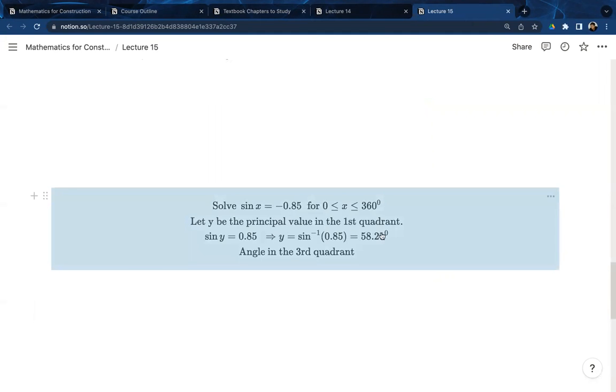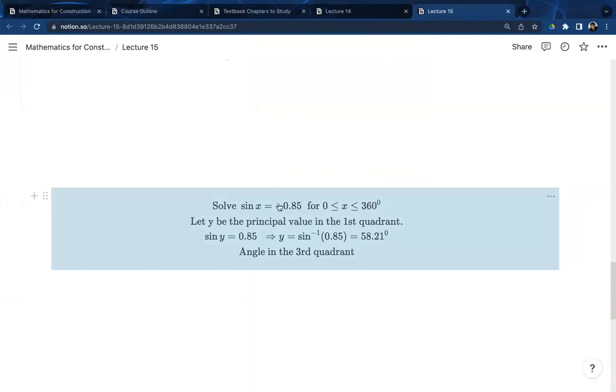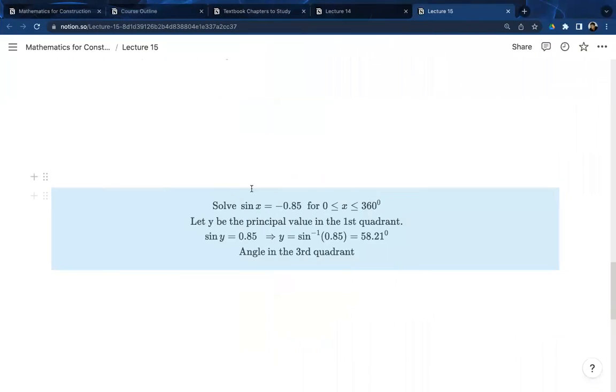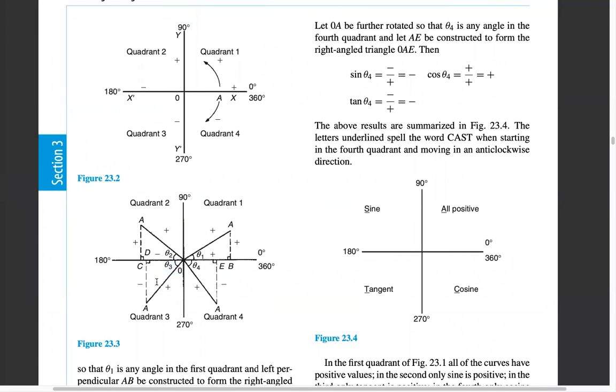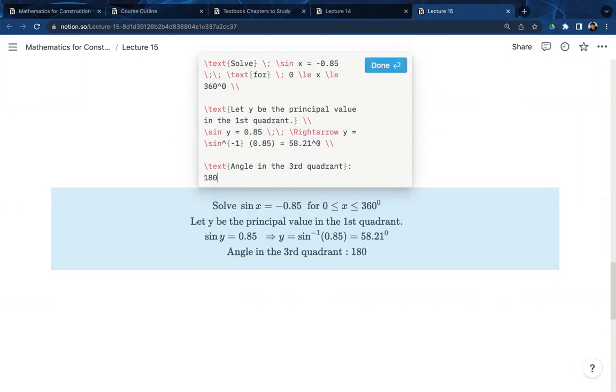So if y is the principal value in the first quadrant, principal value is the angle in the first quadrant that has this positive ratio. Okay. What angle has a positive ratio? Sine inverse of 0.85. We say 58.21. So y is the angle in the first quadrant here. To find the angle in the third quadrant, you just need to add that theta to 180 degrees. So the angle in the third quadrant is 180 plus y.